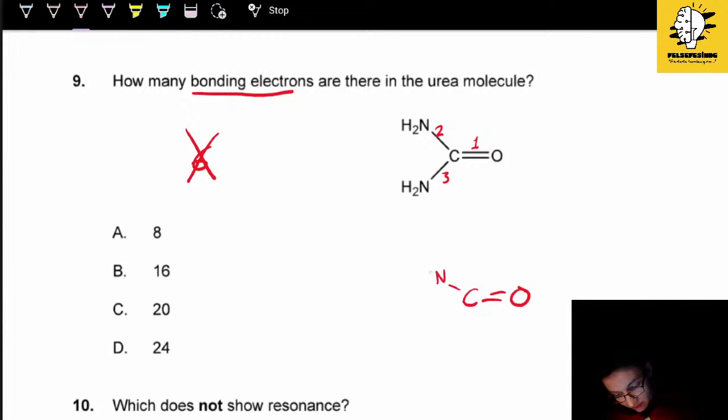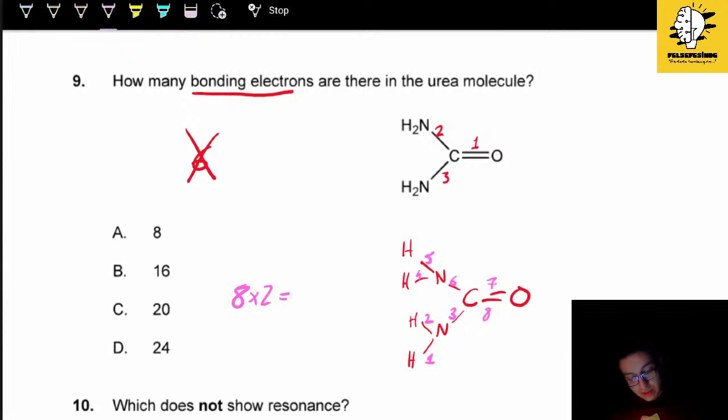We have N, H, H. Please don't forget those H2N's here. So now let's count them: 1, 2, 3, 4, 5, 6, 7, and also 8. So 8 times 2 will be 16 electrons.